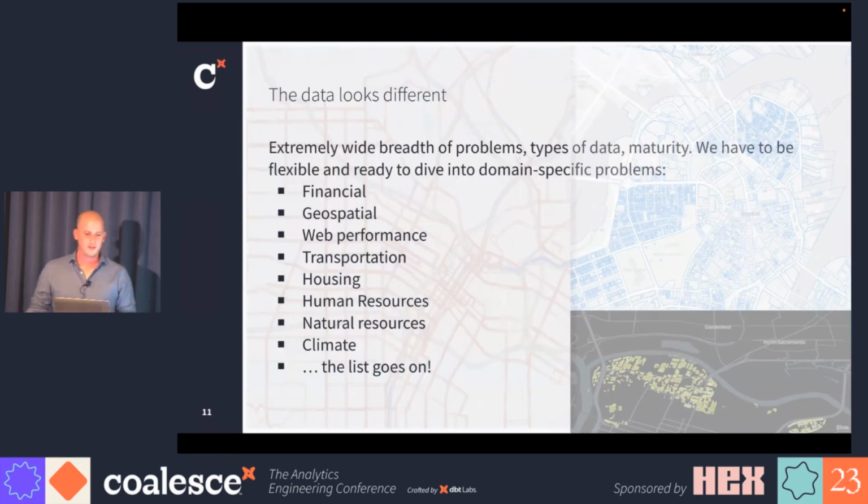On the other hand, there's an extremely wide breadth of problems. A lot of the data domains that you hear about at conferences like this have to do with marketing funnels, financial data, web analytics. All of those exist in the public sector. They're very useful domains. But there's also lots of other things that we have to deal with on a daily basis. We get to work on transportation, we get to work on housing data, there's natural resources and climate data. We have to be flexible. We have to be ready to dive into domain-specific problems, and it can be really fun and rewarding.